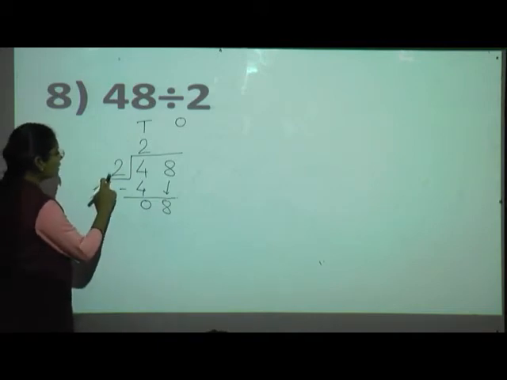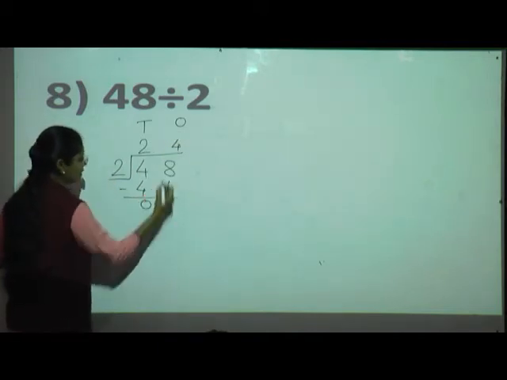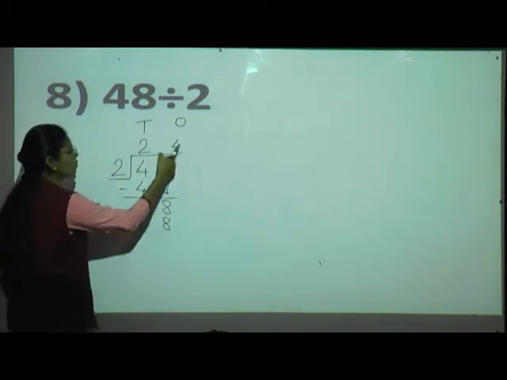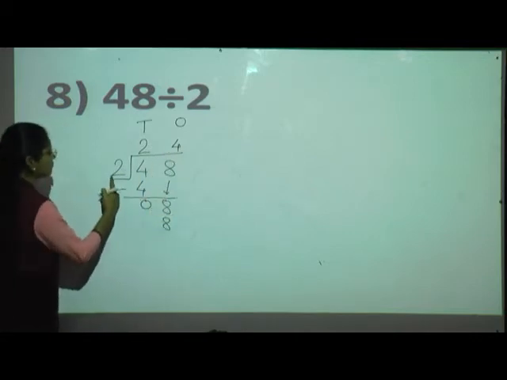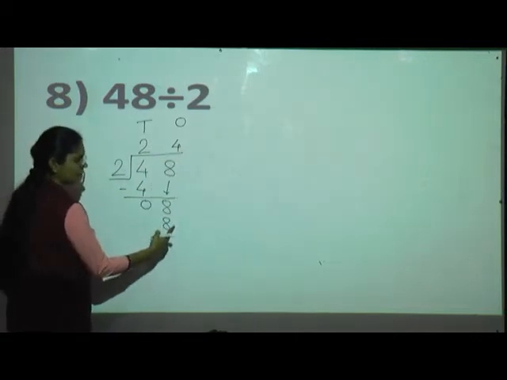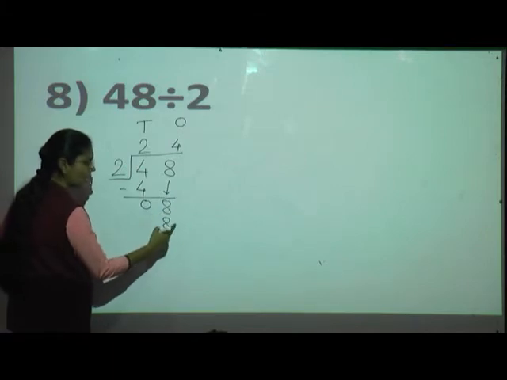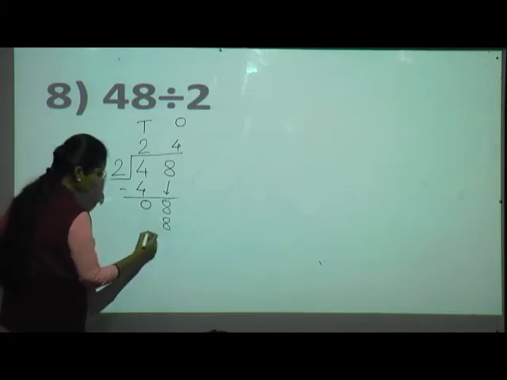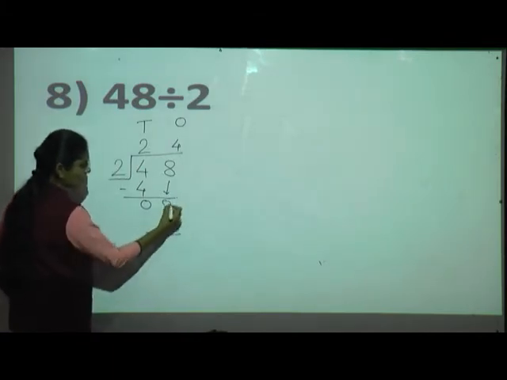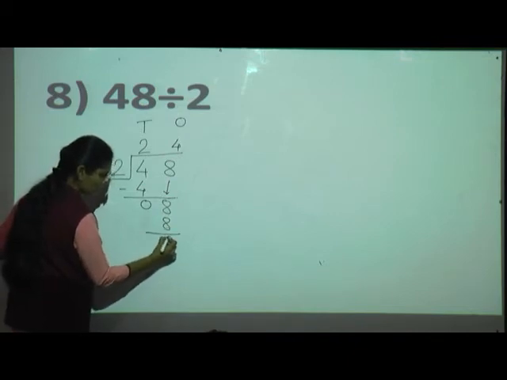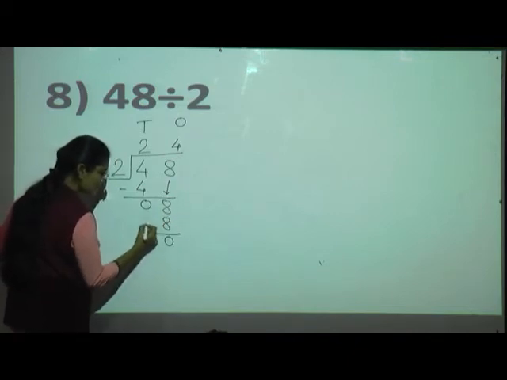So what will we write here? 2 4's are 8. Say 2 4's are 8. Then below 8 we have to write 8. And then finally what do we have to do? 8 minus 8, we have to do subtraction. 8 minus 8, 0. Okay.